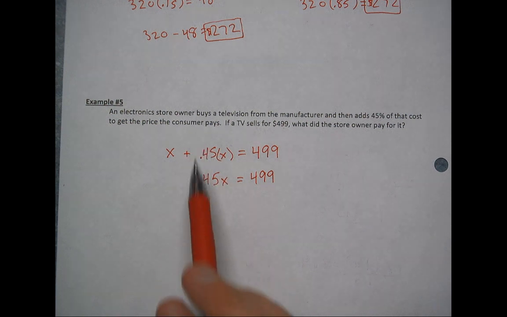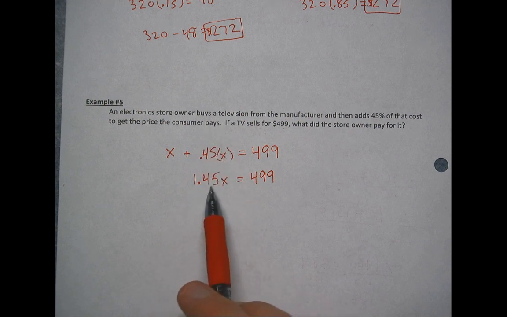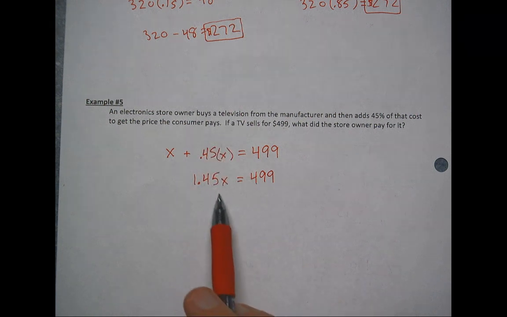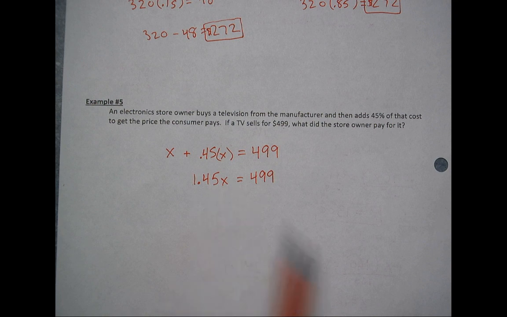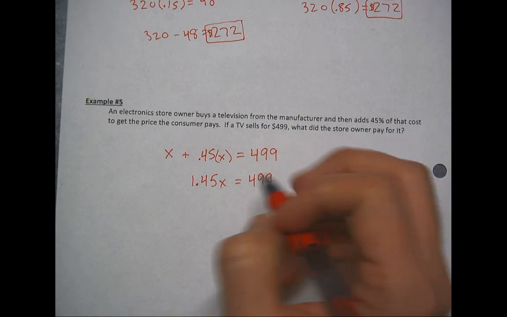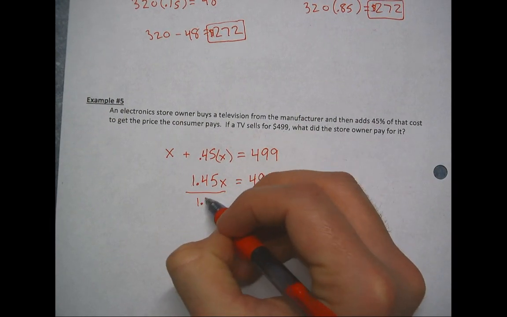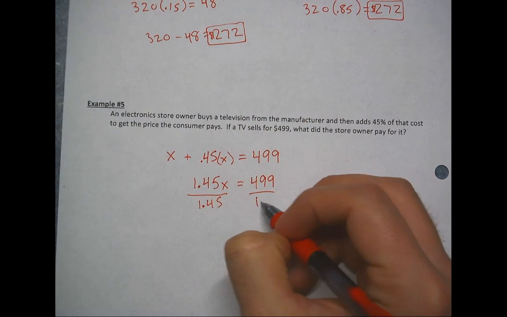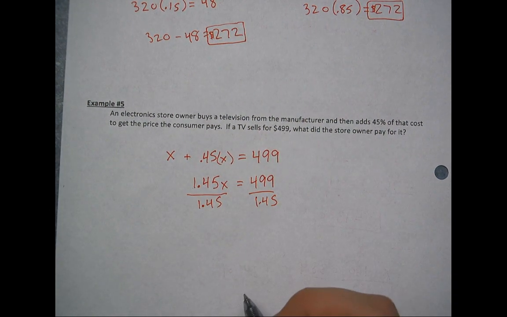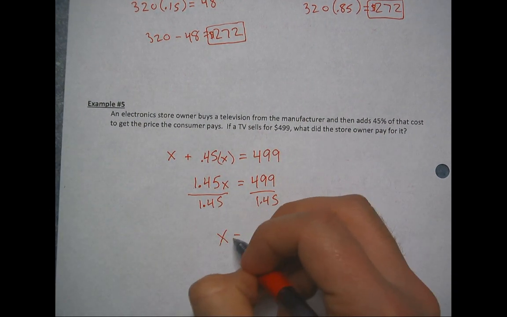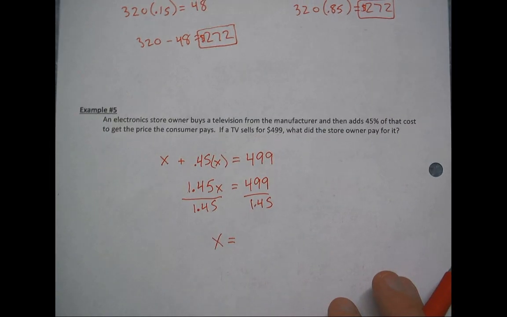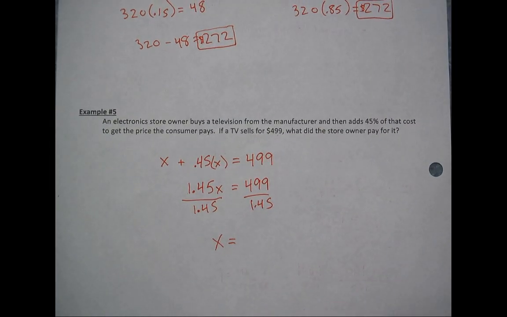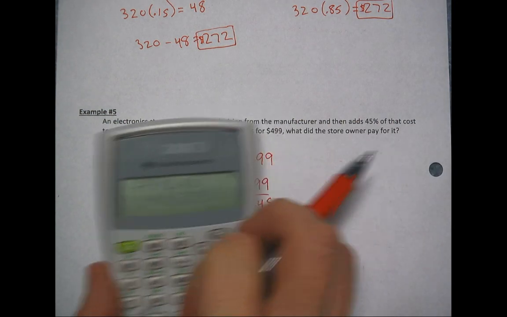The owner has to either pay it up front or pay back the 100%, but then he gets to make the extra 45%. But you, the consumer, are paying 145% of the price. So let's find out what it is. All I have to do now is divide by 1.45, and I've got my answer. X is by itself. X represents the original cost. So $499 divided by 1.45 gives me this.